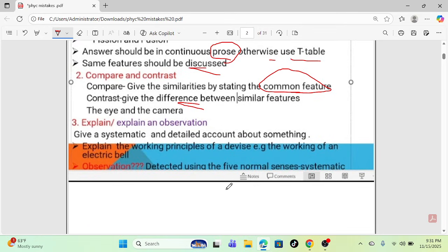Explain and observation. Explain means give a systematic and detailed account about something. For example, explain the working principle of a device, e.g. the working of an electric bell. So give how this electric bell works. You explain in a systematic way. Observation is anything that is detectable by the five normal senses and it should be systematic.